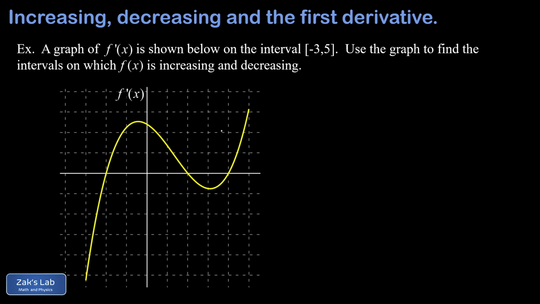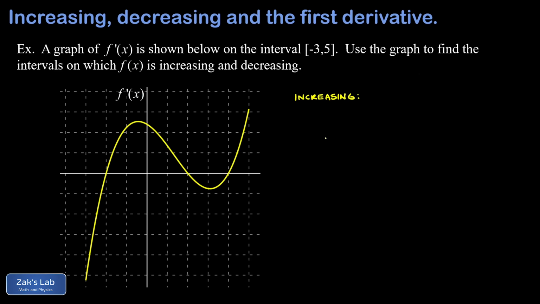So we're not talking about the function we're looking at. We're talking about the function we differentiated to get this graph. But we know that when the derivative is positive, the original function is increasing. And when the derivative is negative, the original function is decreasing. So all we have to do is look for where this graph is positive and negative, not where this graph is increasing or decreasing.